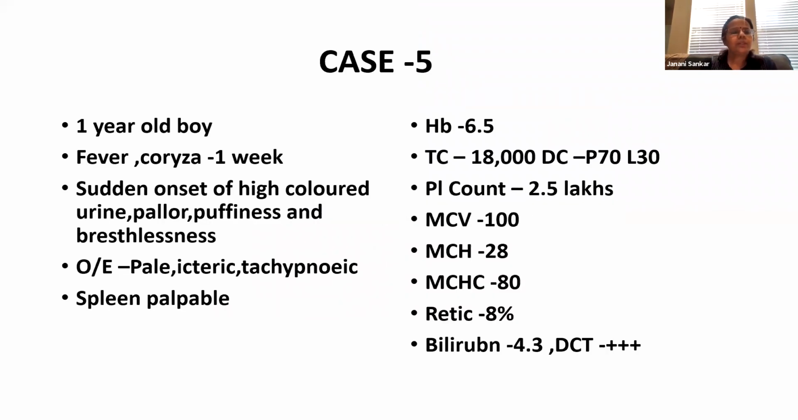Moving on to the fifth case, a 1-year-old boy presented with fever, coryza of 1 week duration, and sudden onset of high colored urine just that morning. For the last 1 week, the child had been having low-grade fever and coryza. Mother has been contacting us over the phone. We've been reassuring her. And because they are regular patients of ours, we just told them warning symptoms and to report whenever needed. This was, I think, during the dengue season.